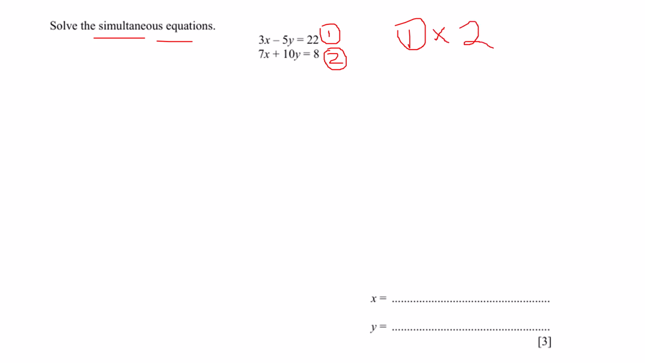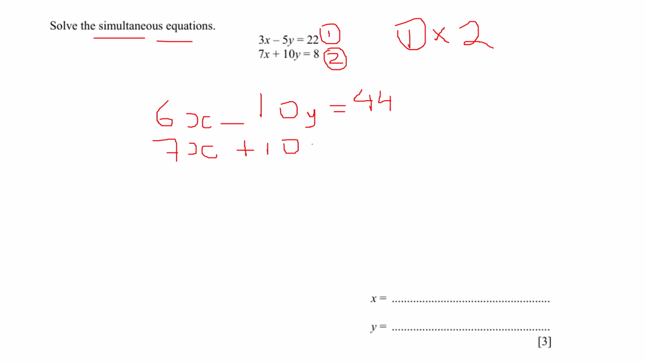So we're going to have 6x minus 10y is equal to 44. I've multiplied everything by 2, I've doubled everything. Now I'm going to keep the second equation the same, so I'm going to have 7x plus 10y is equal to 8.